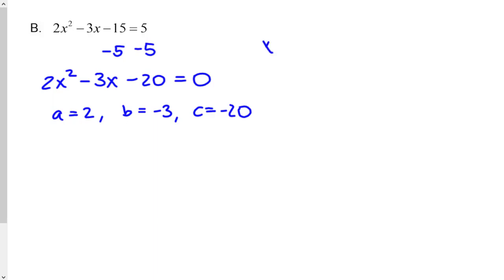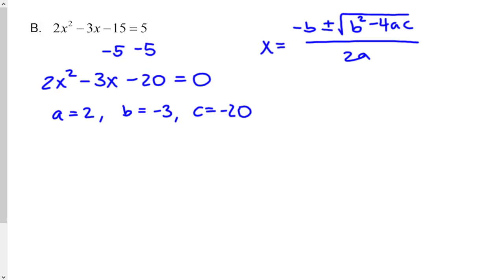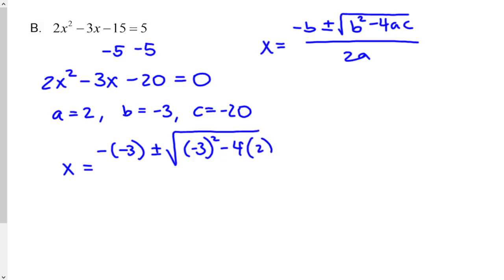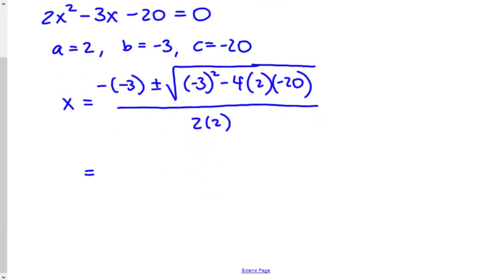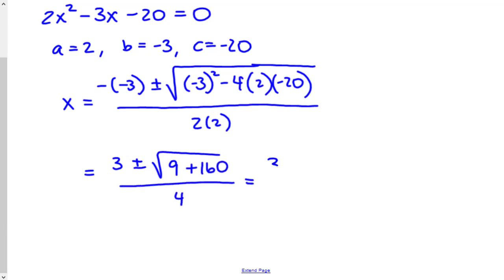So when we apply the quadratic formula, which I'll go ahead and write up here so you can reference it, we just start plugging in as we would. So this would be x equals the opposite of negative 3 plus or minus the square root of negative 3 squared minus 4 times a times c, all over 2 times a. And we start simplifying. So 3 plus or minus the square root of 9. Let's see, 4 times 2 is 8. 8 times 20 would be 160. The negatives cancel, so plus 160 over 4. So this is 3 plus or minus square root of 169 over 4.